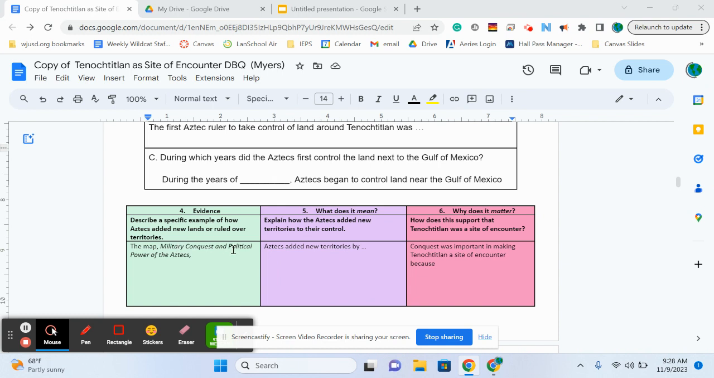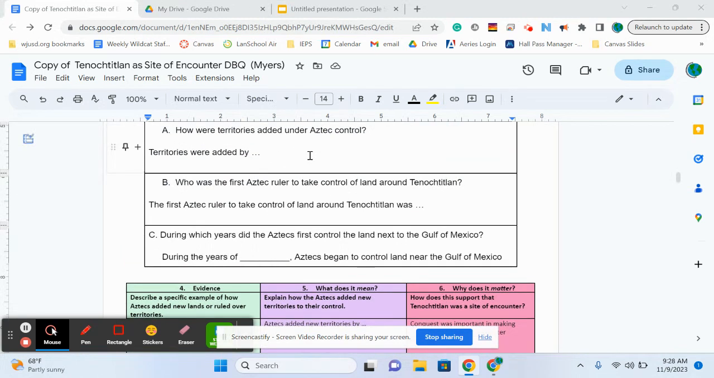So that's what's going to go first here. The map, military conquest, and political power of the Aztecs shows, and then describe what it shows. Okay, and then this is where we're going to describe how it was taken control of. So explain how the Aztecs added new territory under their control. Boom, we did it. We already have that sentence. Heck yeah.